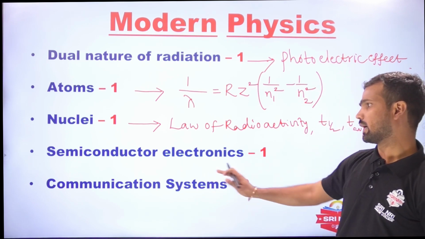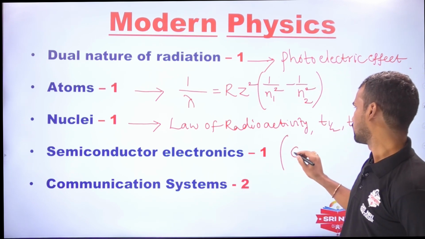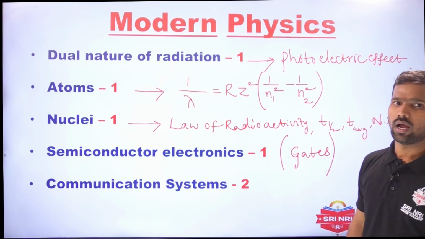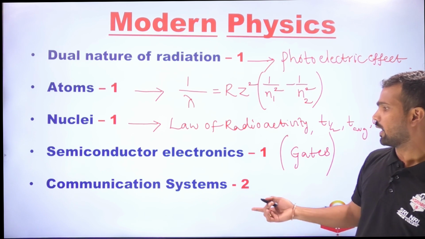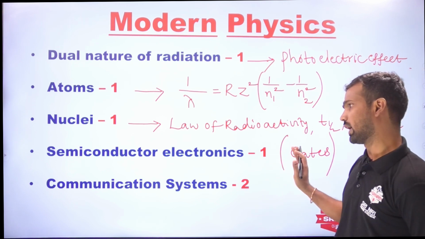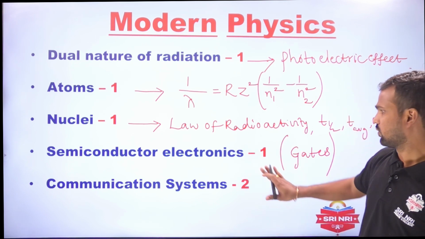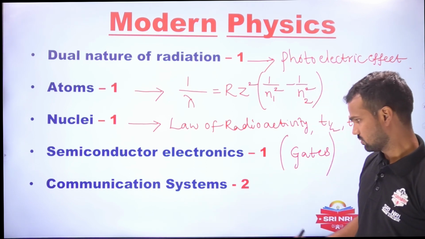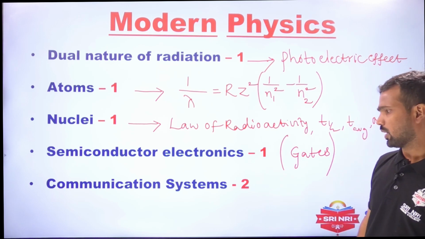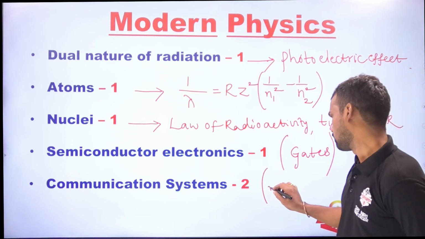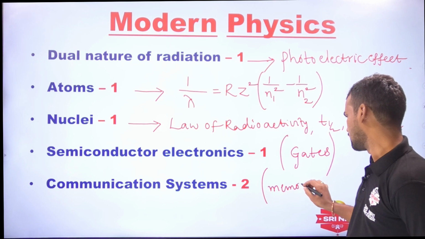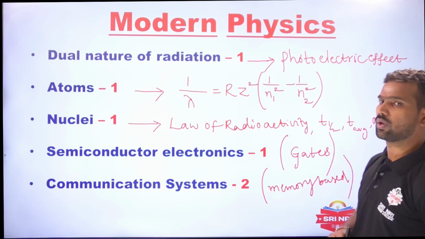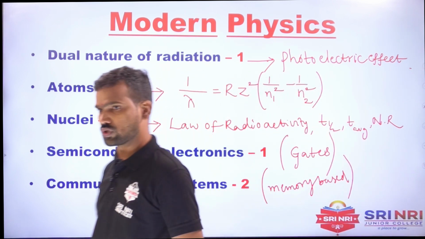In semiconductors and electronics, only one topic you can follow, that is the logic gates: OR gate, AND gate, NOR gate, NAND gate, NOT gate. Based on those 5 gates, one very easy numerical question will come. Next, communication systems, 2 questions. These are purely memory based questions based on ground wave, space wave, sky wave. Based on that you may get 2 questions.